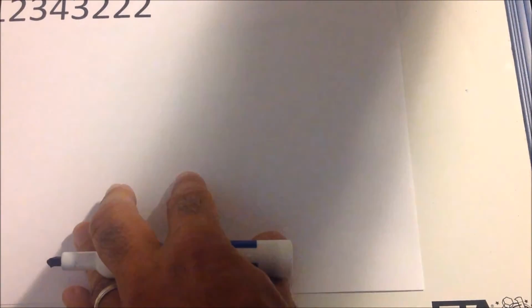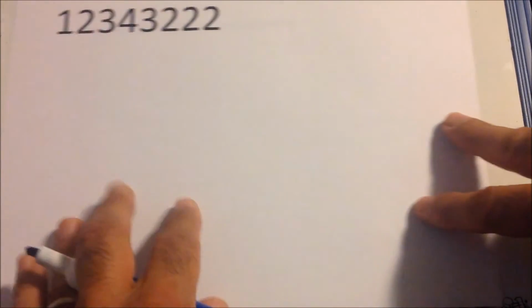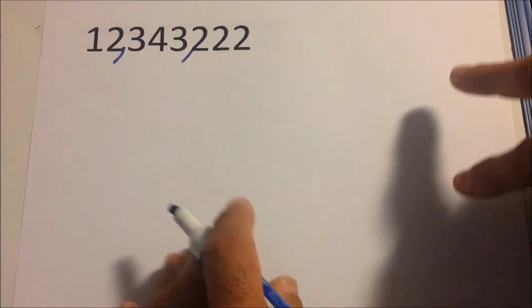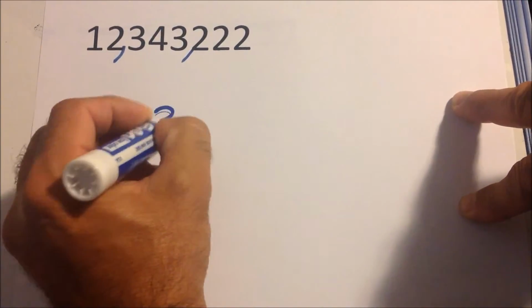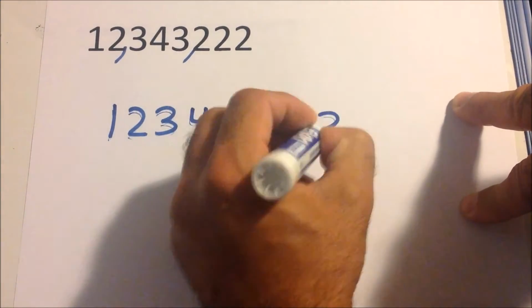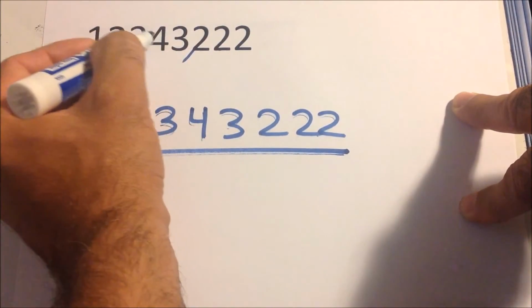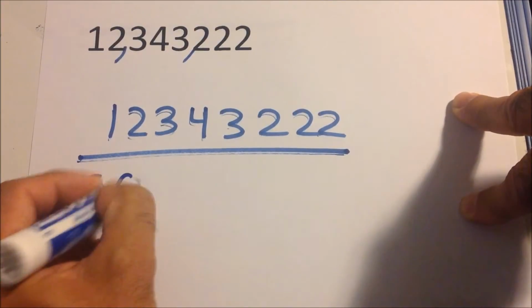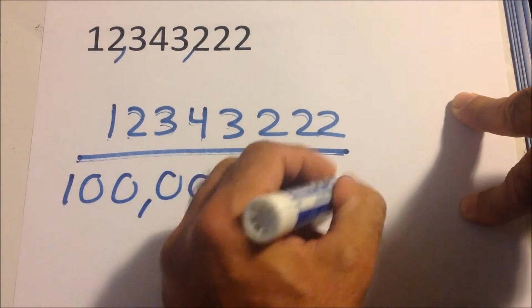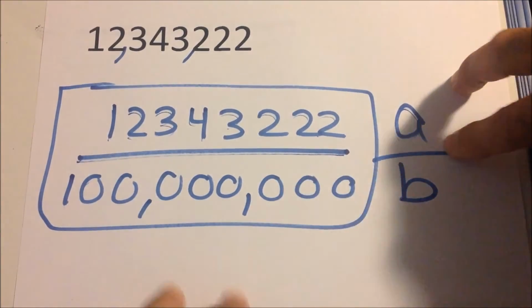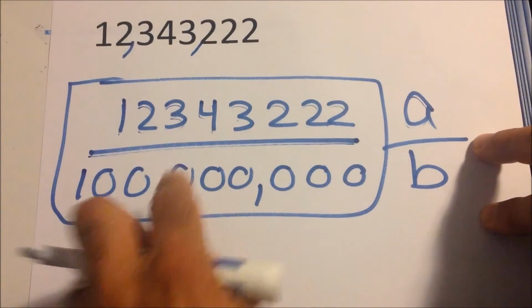Okay, let's look at one here. What if you saw a number like this? 1, 2, 3, 4, 3, 2, 2, 2. Is this a rational number? Well, yes, it's a rational number. You can make it a fraction. Remember, there's no decimal here. Put that all over and just count: tenth, hundredth, thousandth, ten thousandth, hundred thousandth, million, 10 million, 100 million. That's the fraction. There are two integers, it's of the form a over b, b is not 0, so it is a rational number.